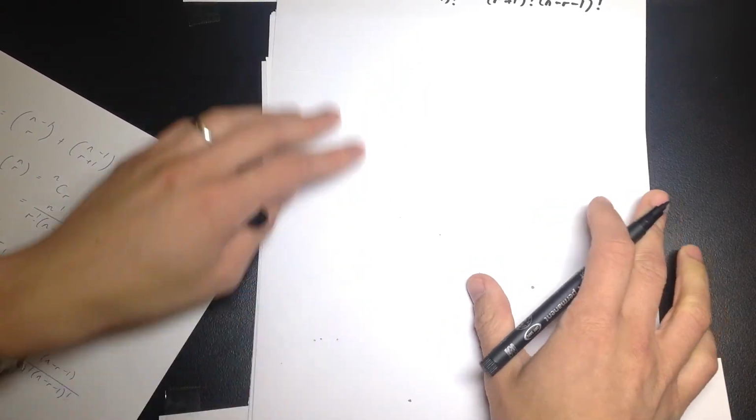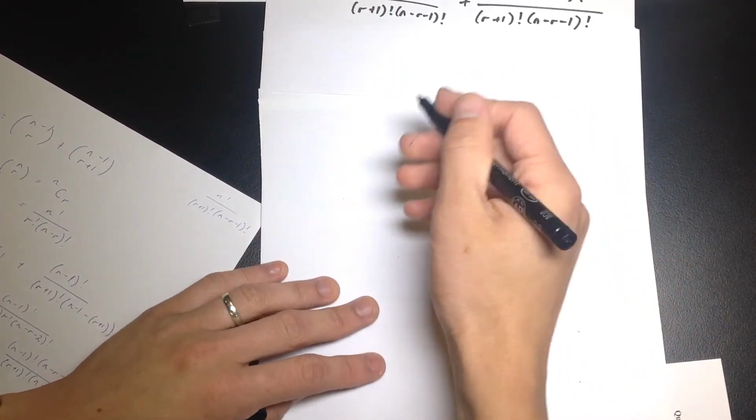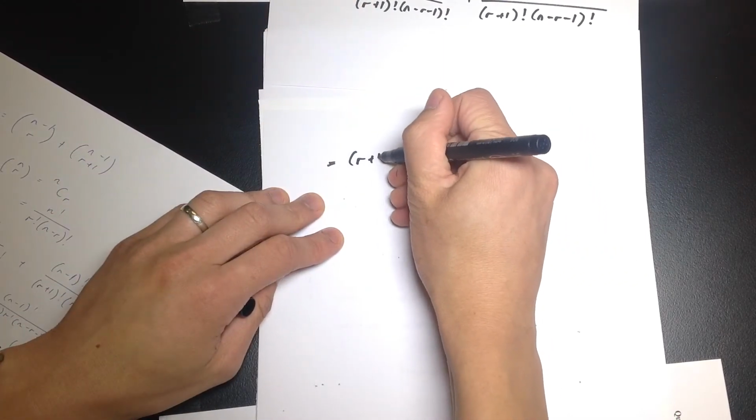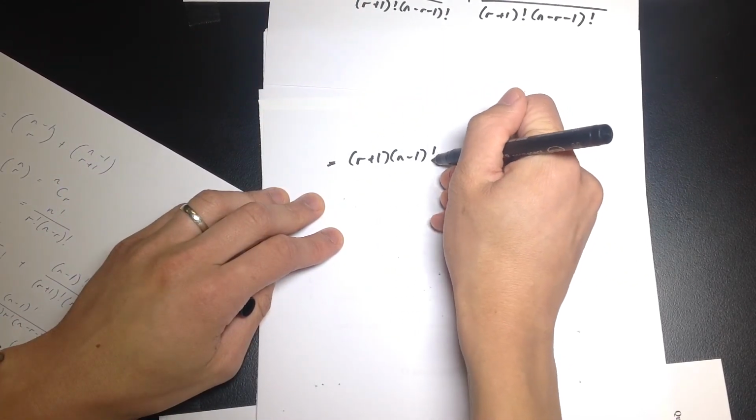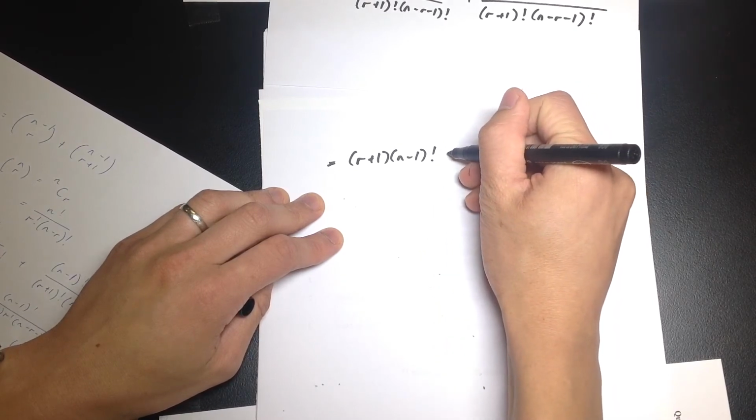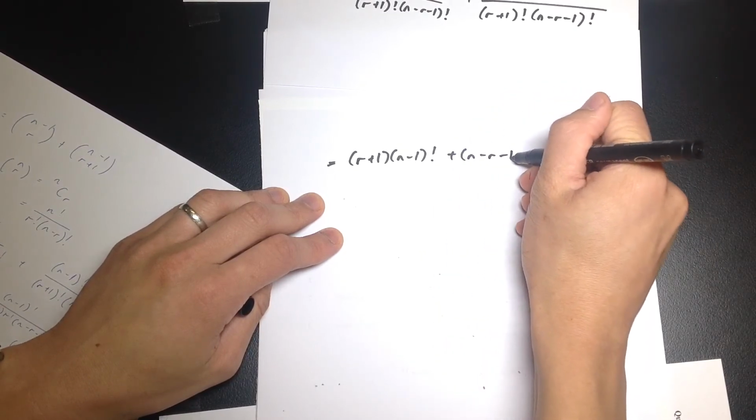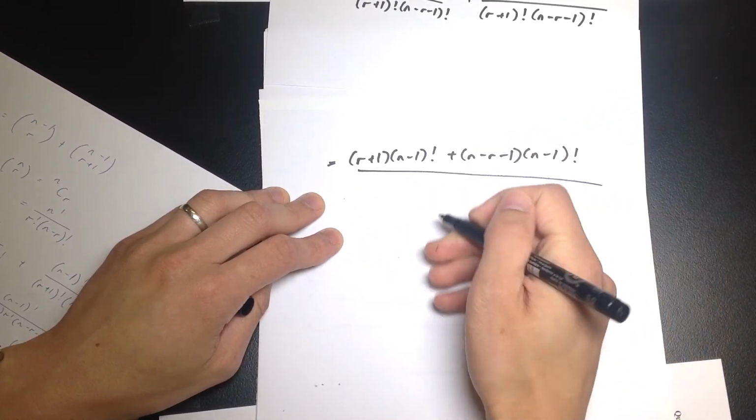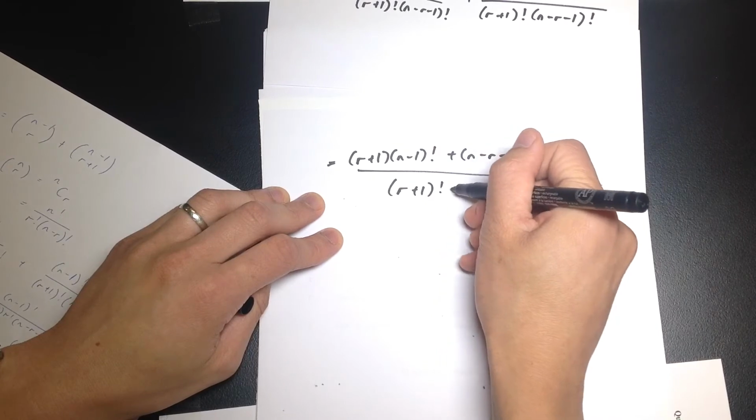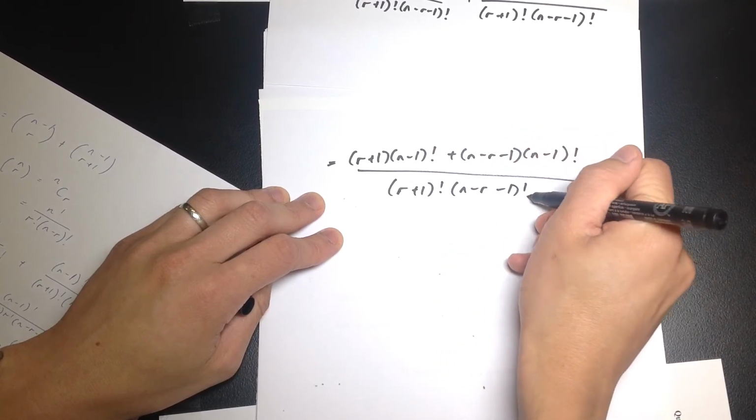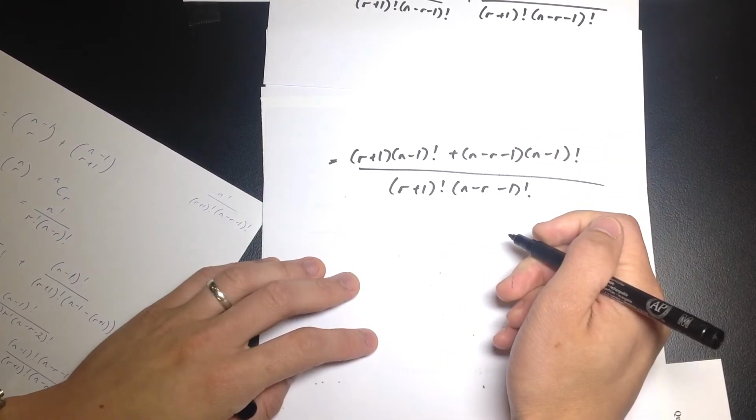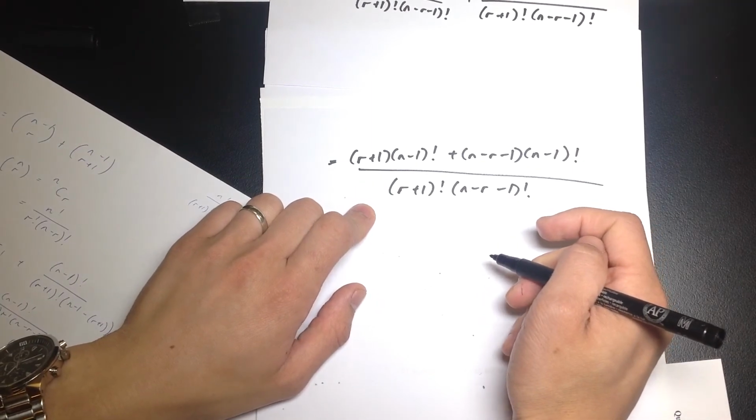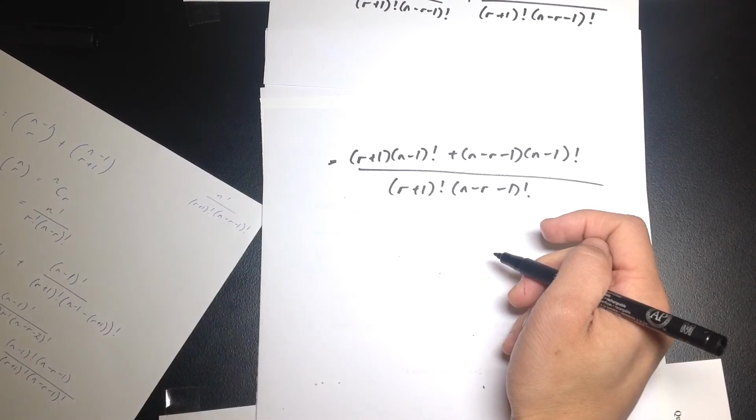Right. So how do I put these together? Well, if the denominators are the same, then all I need to do is put together the numerators. So I have r plus 1 times n minus 1 factorial, and then I've got n minus r minus 1 times n minus 1 factorial, all over this common denominator which I've determined. Okay, still looks messy, but now that we've got them as one fraction, we've made a big step. We've made a lot of progress here.